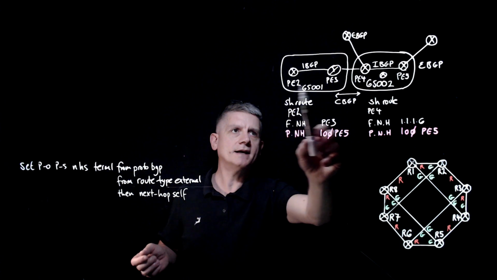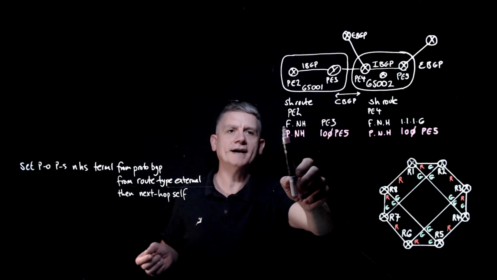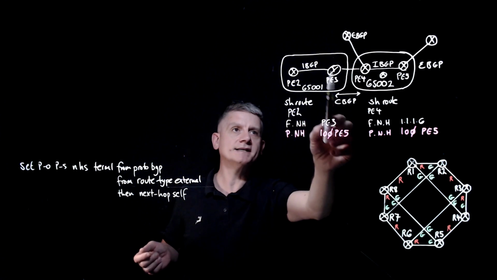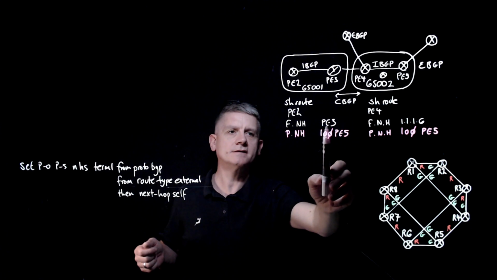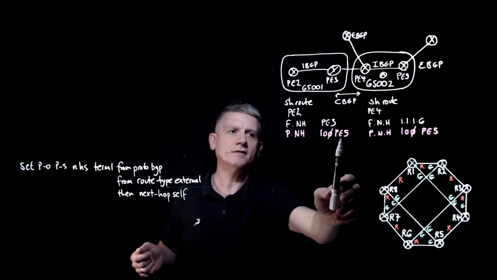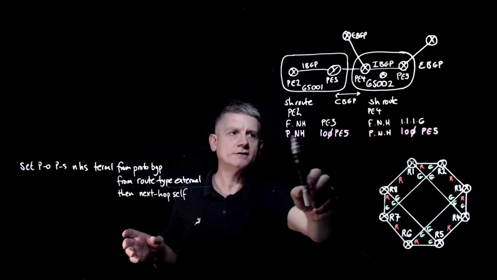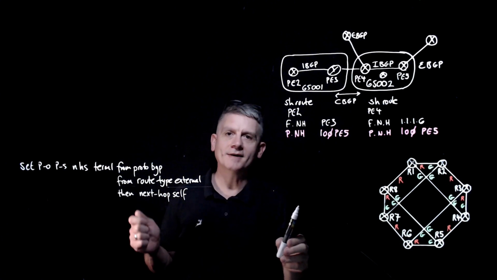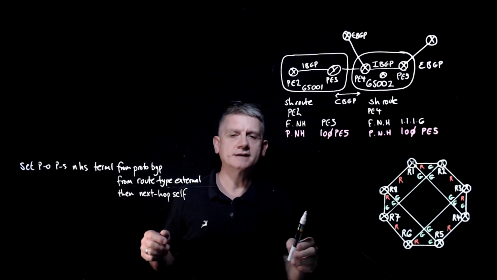So here we are in the left side mini AS. We're on PE2. We do show route. The forwarding next hop in this case is PE3. They're directly connected, as well as being IBGP peers. But the protocol next hop remains unchanged. So the Confederation BGP has not changed this protocol next hop. However, you can't see that it's unchanged unless you look deep into detail or extensive.